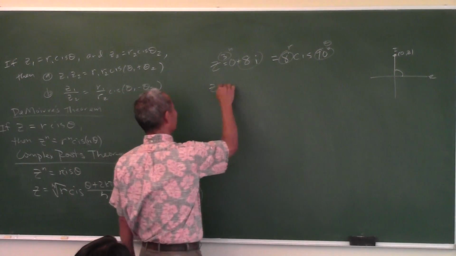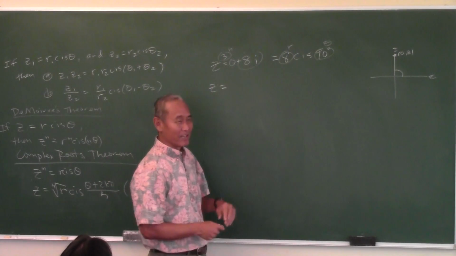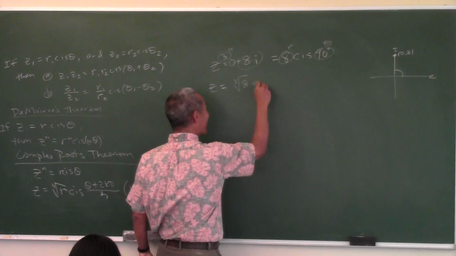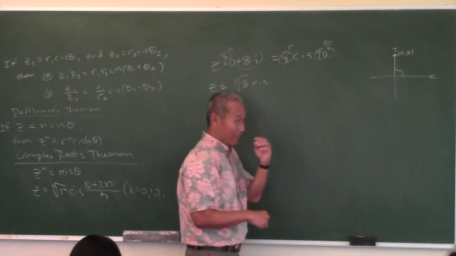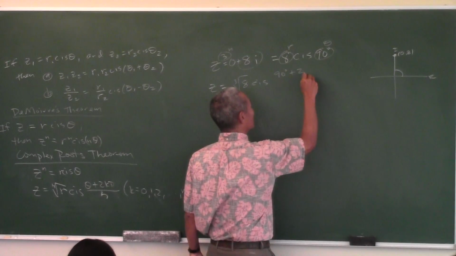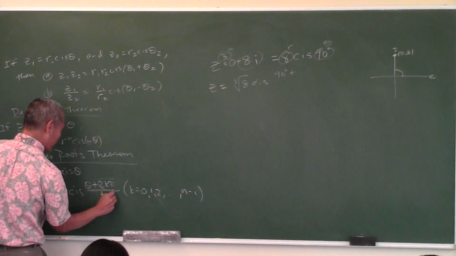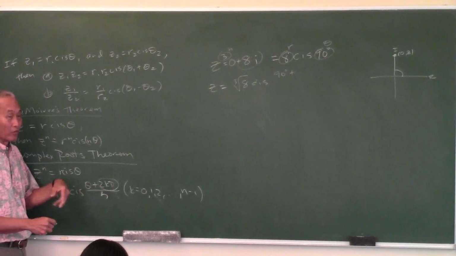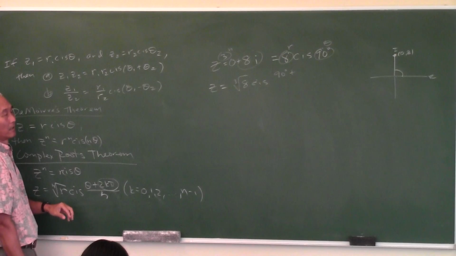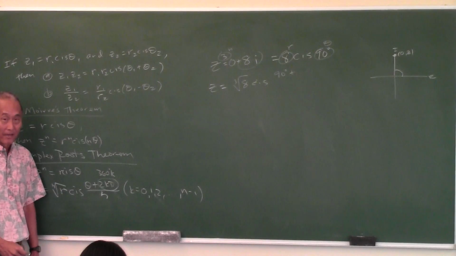So z is equal to, what does the complex root theorem say? The nth root of r. So if n is 3, the cube root of 8. What is theta here? 90 degrees. 90 degrees plus 2k pi. However, if you're doing radians you do 2k pi, but if you're doing degrees, we know 2 pi is how many degrees? 360. So if you're doing degrees, then it's 360k.